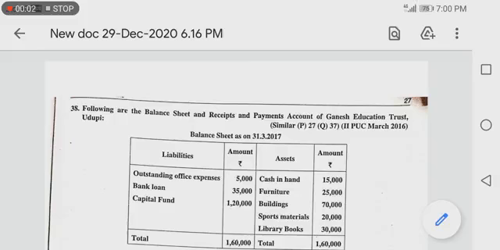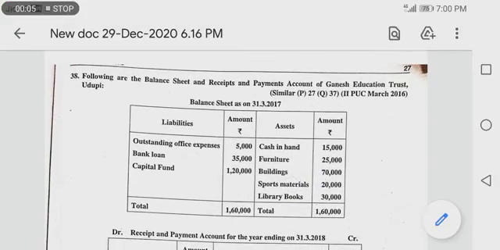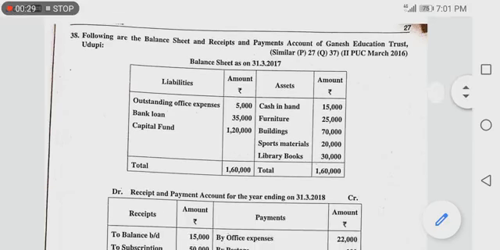Good morning, dear students. In this session, we are going to solve one more problem for 12 marks. That is the problem regarding Ganesh Education Trust. So we have a balance sheet as well as a receipts and payment account regarding Ganesh Education Trust. This problem is also related to an educational institution, and it came for 12 marks in the year 2016 for the annual examination. So let us solve this problem.